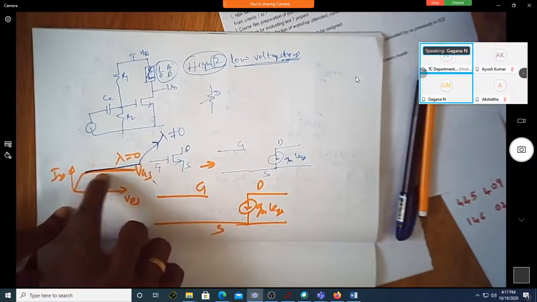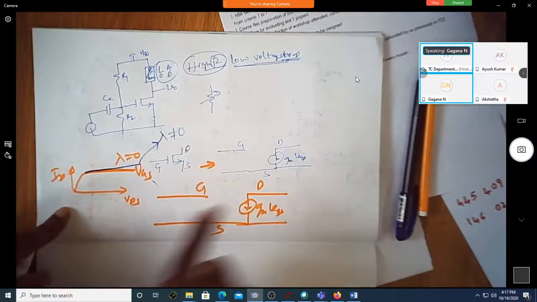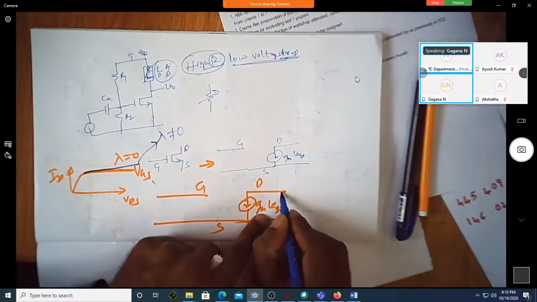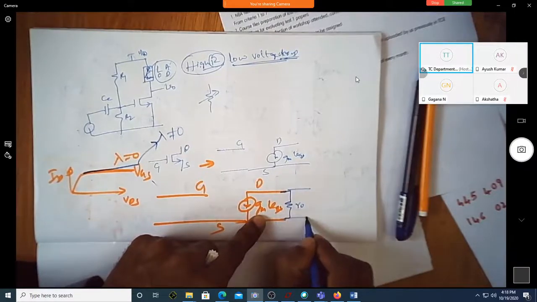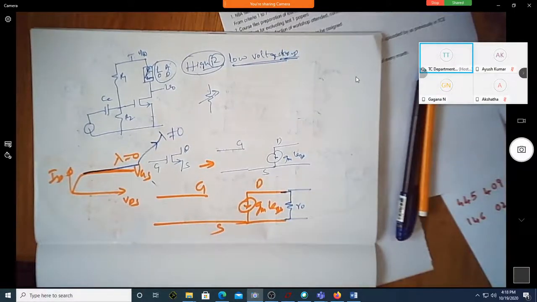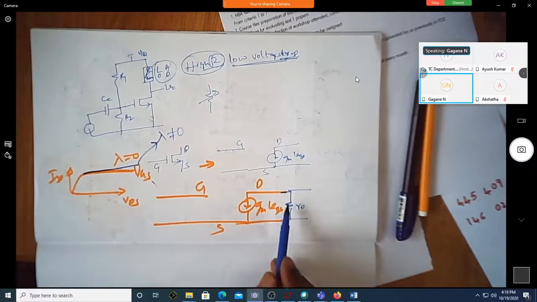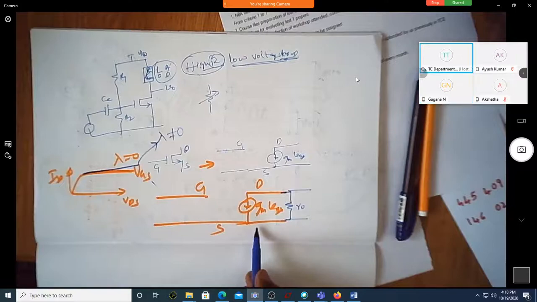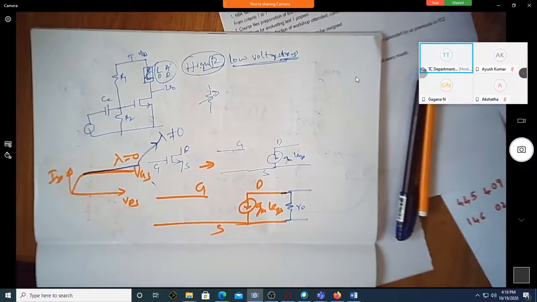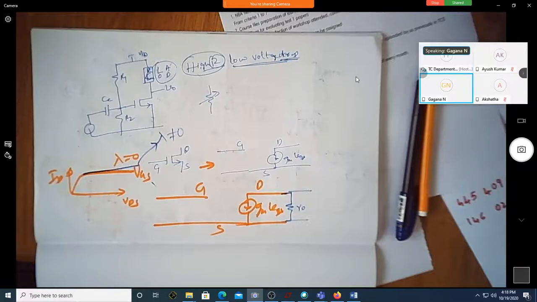How do we represent this in the small signal model? Are we not putting a resistor R0 here? Yes, sir. So this is the representation of a current which is increasing as you increase the value of VDS. Correct? Now this is for the NMOS transistor.